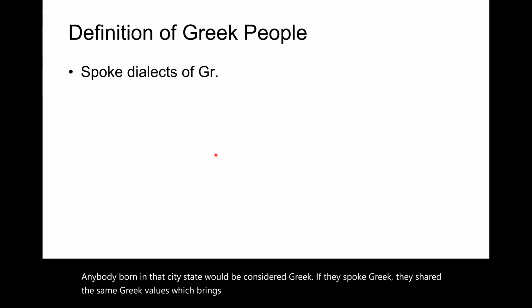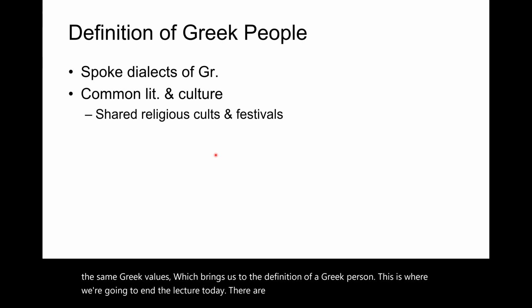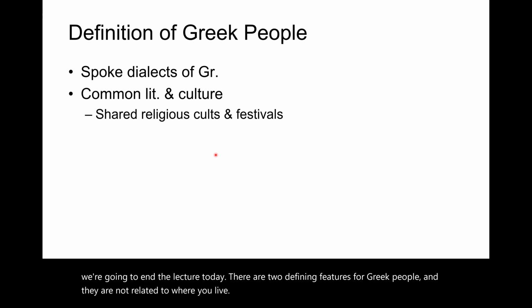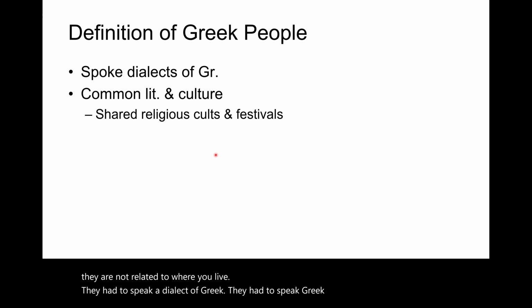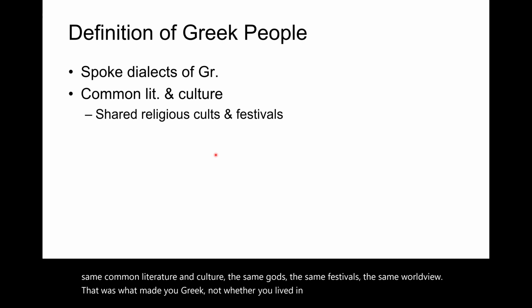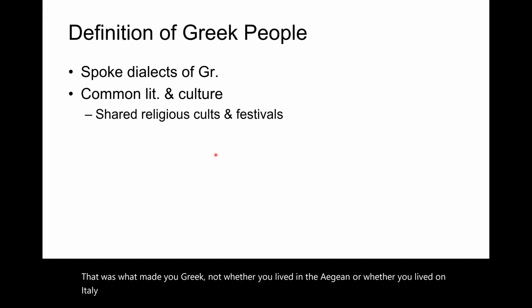Which brings us to the definition of a Greek person. And this is where we're going to end the lecture today. There are two defining features for Greek people, and they are not related to where you live. They had to speak a dialect of Greek. They had to speak Greek natively. And they shared the same common literature and culture, the same gods, the same festivals, the same worldview. That was what made you Greek, not whether you lived in the Aegean or in Italy or Sicily or the Black Sea area, because there are Greek city-states in all of those places.